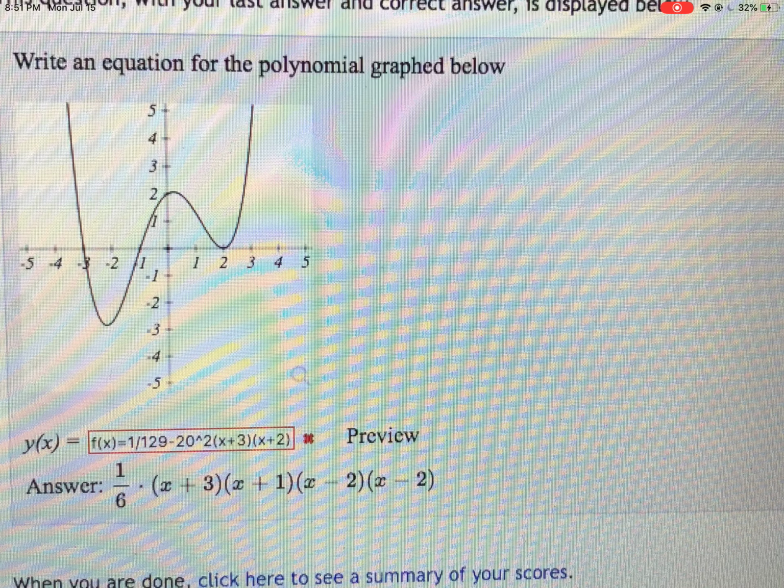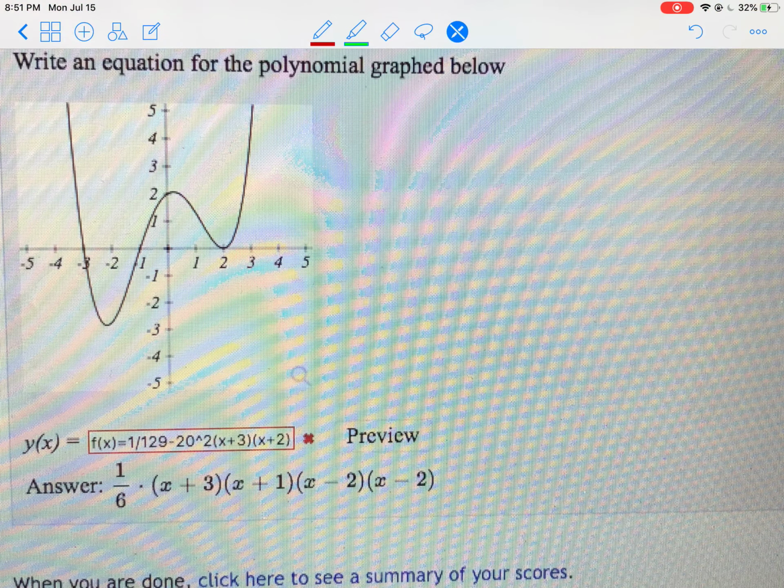Okay, so here we have a graph of a polynomial, and we're asked to find an equation for that graph. In this case, one way to go about this is observing here you have the x-axis right here. So let me highlight that. Okay, and we look at the places where the graph crosses the x-axis or touches it, and those are going to give us the x-intercepts and the factors.